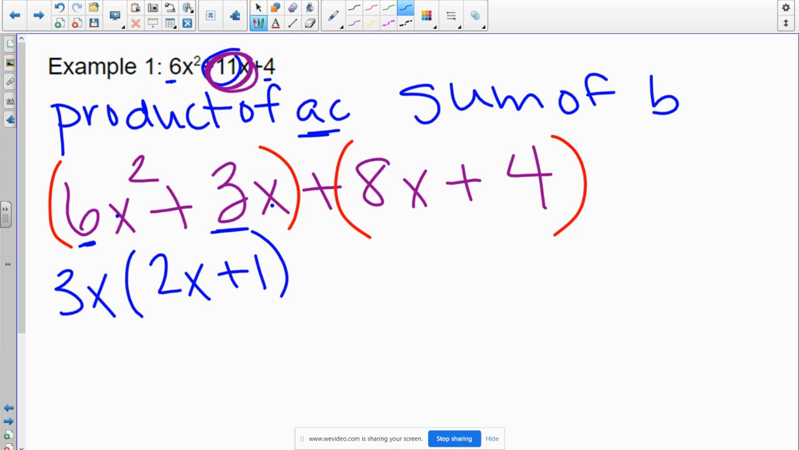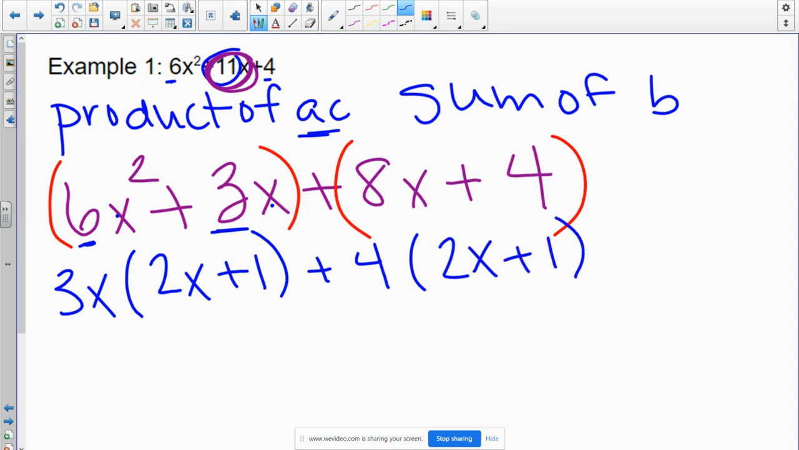Over here, you do the same thing. Look at it. Greatest common factor is a 4. So I'm going to pull the 4 out. They both don't have an x, so then it'd be 8x divided by 4 would leave me with 2x. And then 4 divided by 4 leaves me with 1.